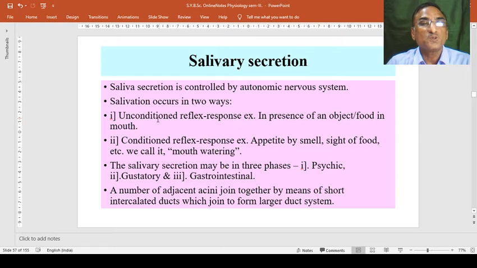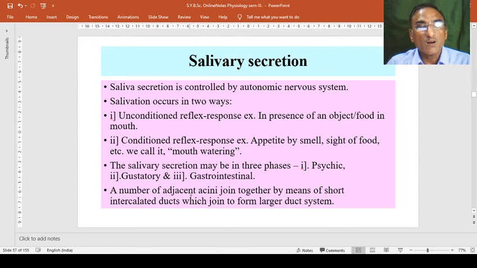So these are the two steps of salivary secretion. Next, salivary secretion may occur in three phases. First, psychic, meaning in our brain, what we think about. Second is gustatory, meaning our tongue. And third is gastrointestinal, whenever the food passes in the body. So in this way, three phases of secretion may occur during the whole process of feeding or food intake.